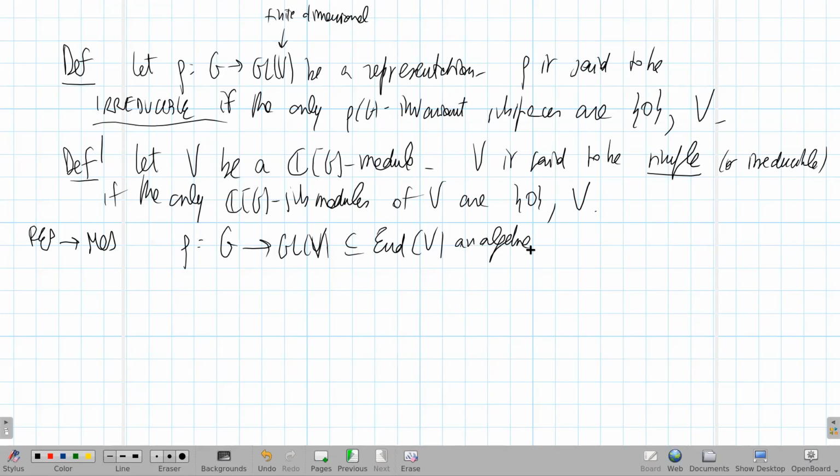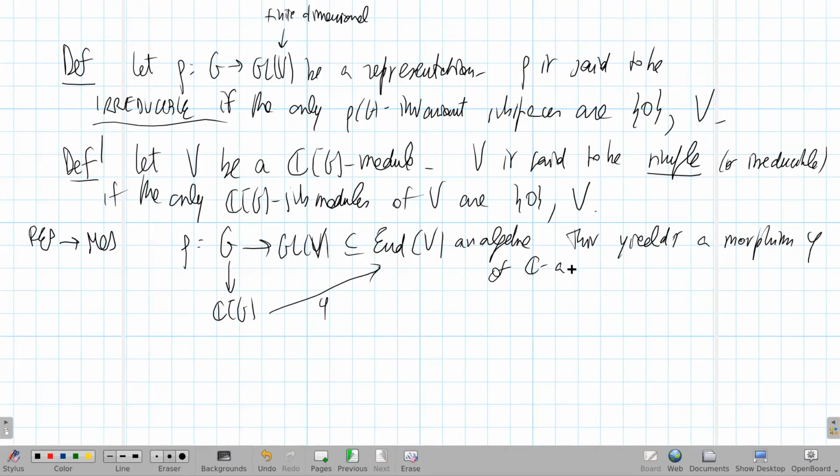Okay? And there is this universal property of the group algebra, which tells you that here you have the group algebra, and inside here you have the group, and this yields a morphism of C algebras, or more precisely of C algebras with unit, from the group algebra to End V, and having such a morphism is equivalent to saying that V becomes a CG module.